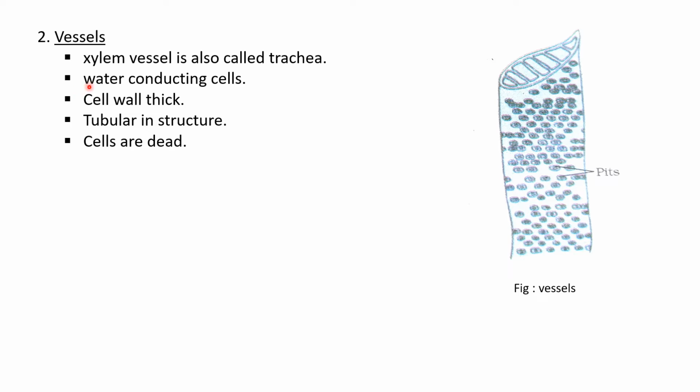Next, vessels. Xylem's vessels are also called trachea. They are water conducting cells with thick cell walls and a tubular structure. This is the vessels in the right side picture. This is also a tubular structure, and here you can also see numerous pits are present. Cells are dead.